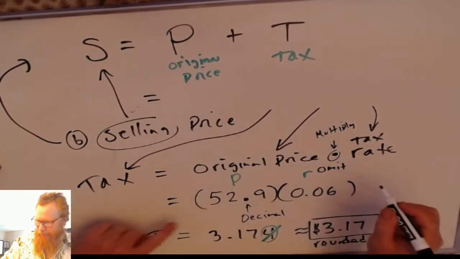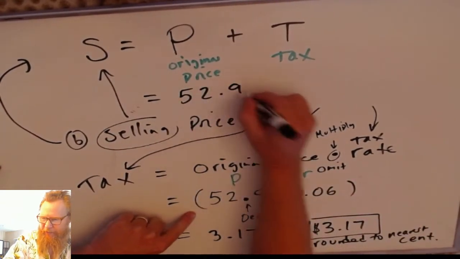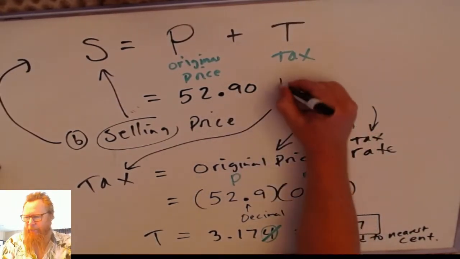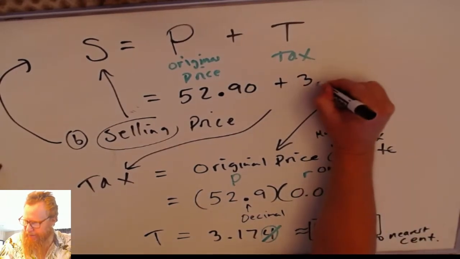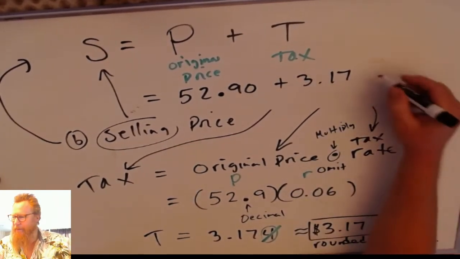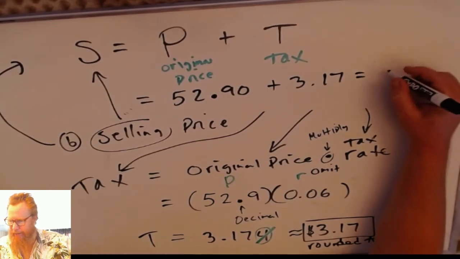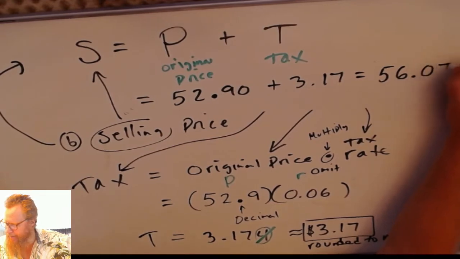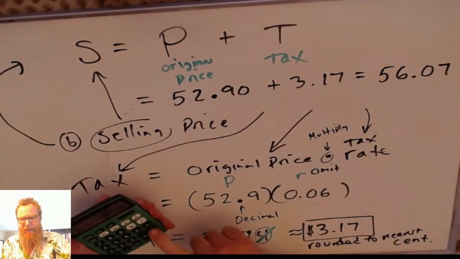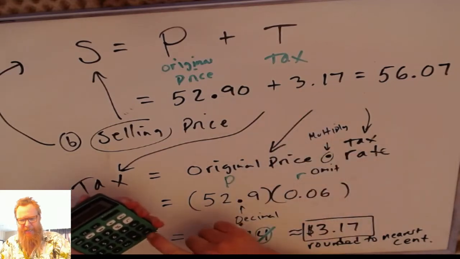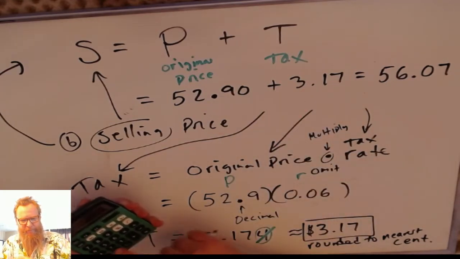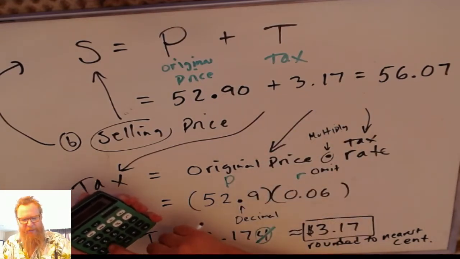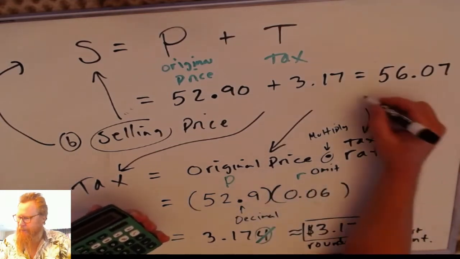So the selling price will be the original price, which is $52.90. I actually like to write it like money, so 90 cents. Plus the tax is $3.17. And so the selling price is $56.07. And if you want to double check me, 3.17 plus $52.90 is $56.07. I just did that with mental math, so don't trust me. Yep.